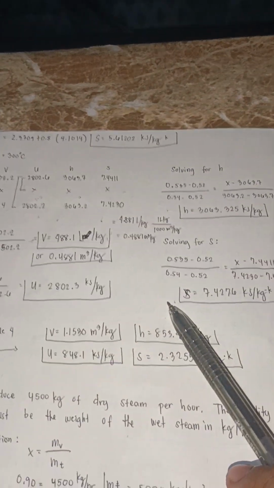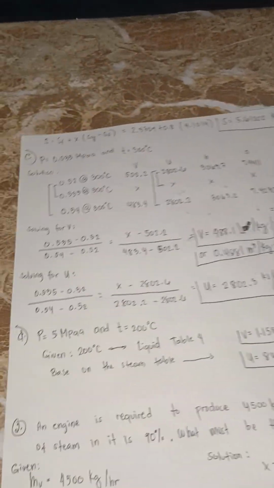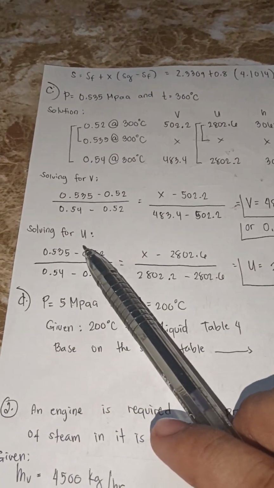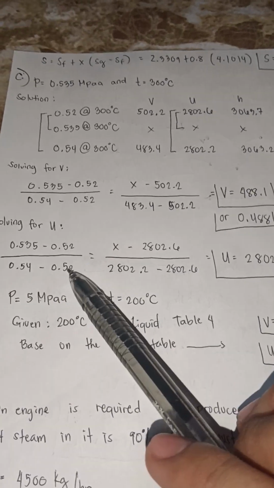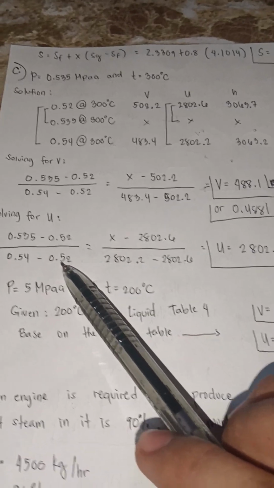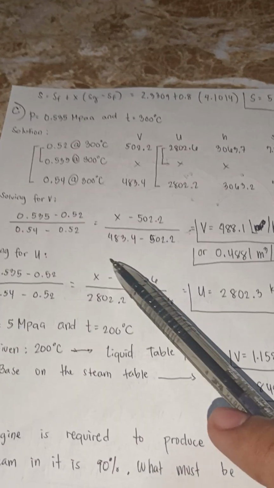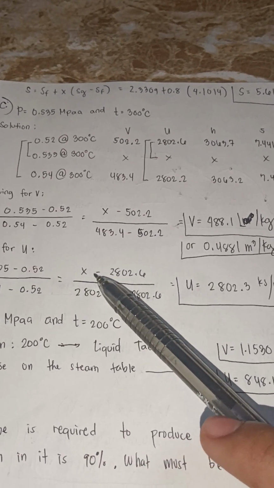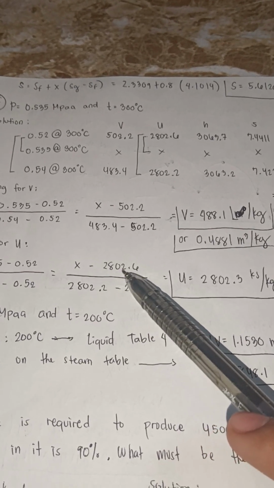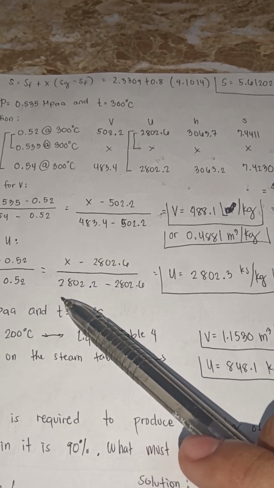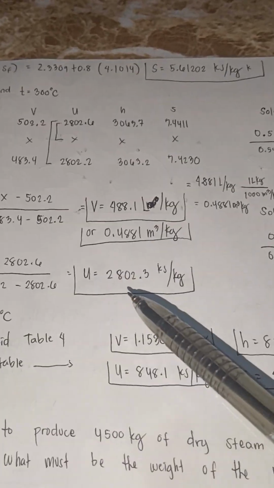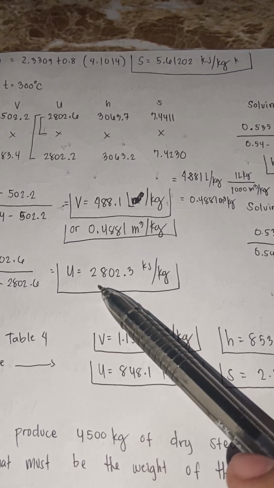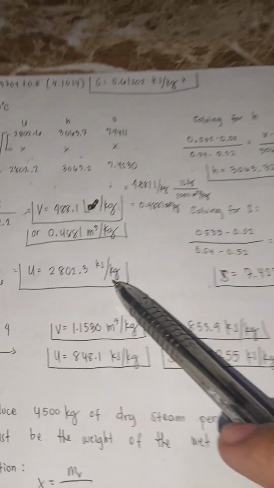So solving for the internal energy, 0.535 minus 0.52 over 0.54 minus 0.52 equals x minus 2802.6 over 2802.2 minus 2802.6. So we come up with the internal energy of 2802.3 kilojoules per kilogram.